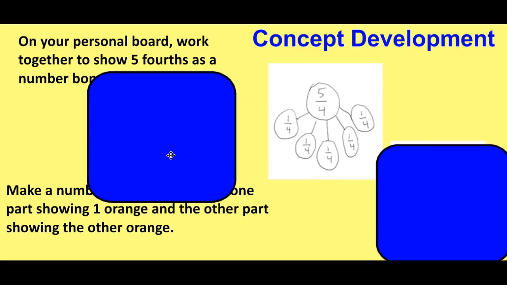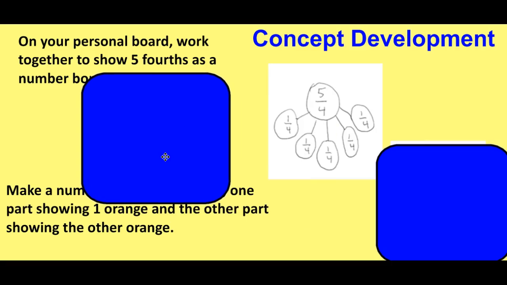And this is what you're going to be drawing on your board, because this is kind of just like what the orange showed. I had 1, 2, 3, 4, 5 different pieces of the orange that I ate. So we know that 5/4 is made up of 5 different 1/4s. So on your board, make sure you're drawing this number bond to show what 5/4 really looks like when we're breaking it apart into unit fractions.